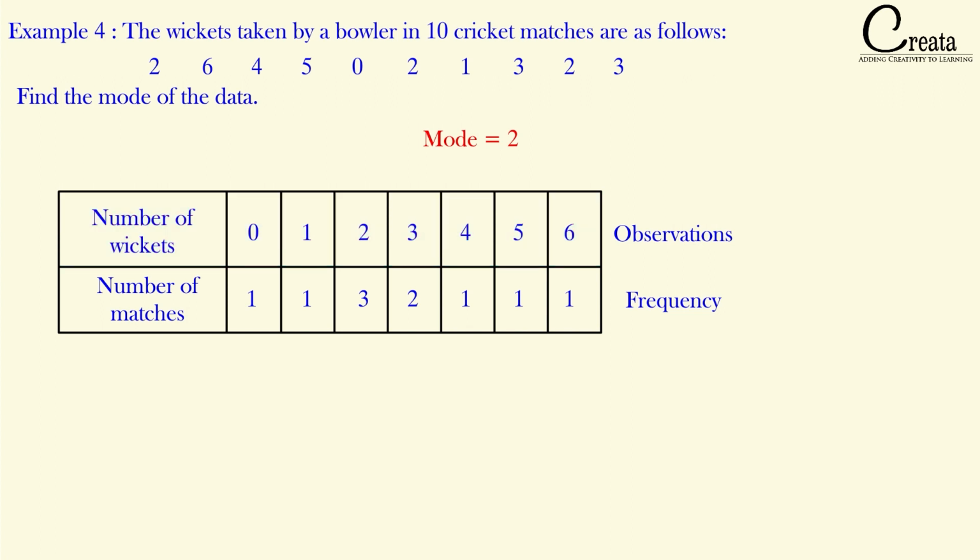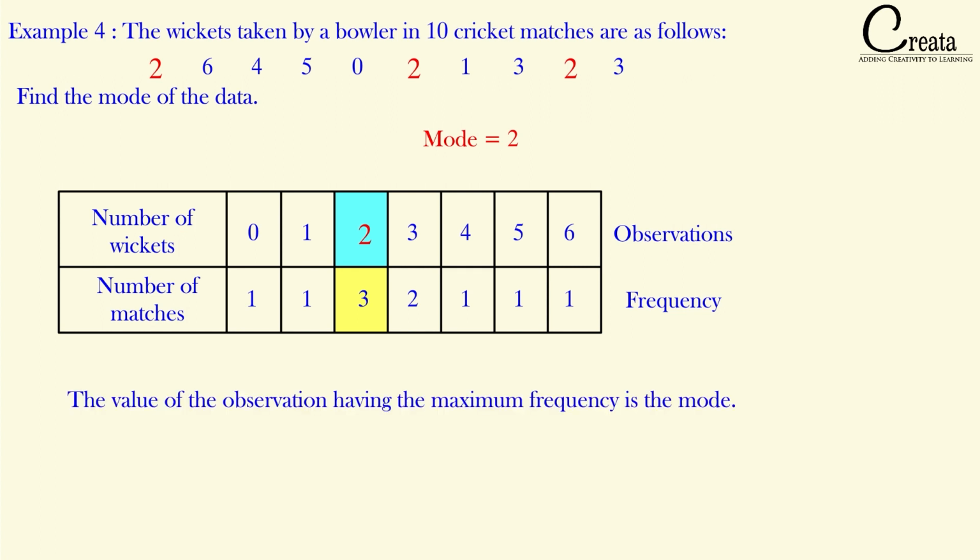Got it? And what is the mode? Mode is the number which is repeating the most times. Here number 2 is repeating 3 times. So our answer is 2. If you refer to all the frequencies, 3 is the maximum frequency. And the observation corresponding to our frequency is the mode. Got it? Do not be confused here.